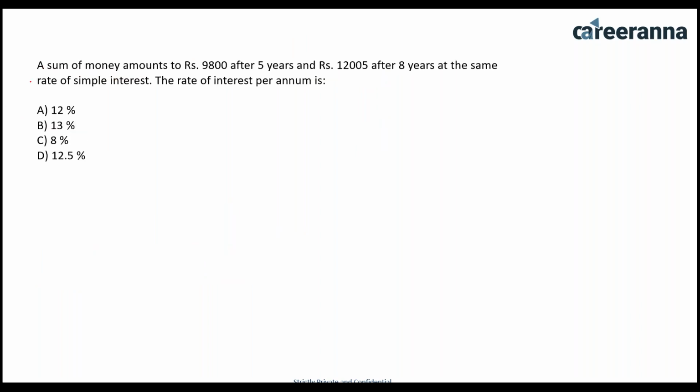Next question is, a sum of money amounts to rupees 9800 after 5 years and rupees 12005 after 8 years at the same rate of simple interest. The rate of interest per annum is what? You have four options: 12%, 13%, 8%, and 12.5%. Very easy question, guys. Try to solve it.